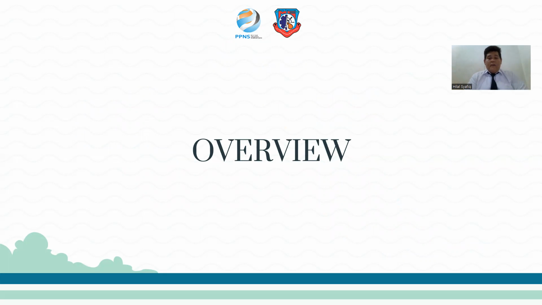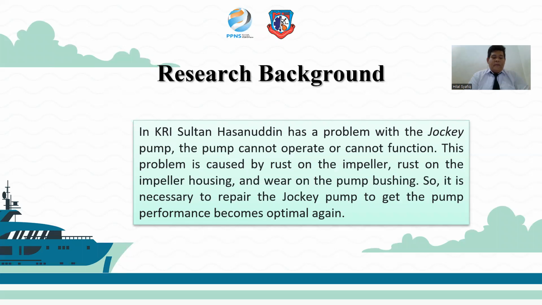And the first is my overview. My first part of the overview is research background. KRI Sultan Hasanuddin is the second ship of the Indonesian navy, a corvette type of the Sigma class. This KRI was built by the Schelde shipyard in the Netherlands.